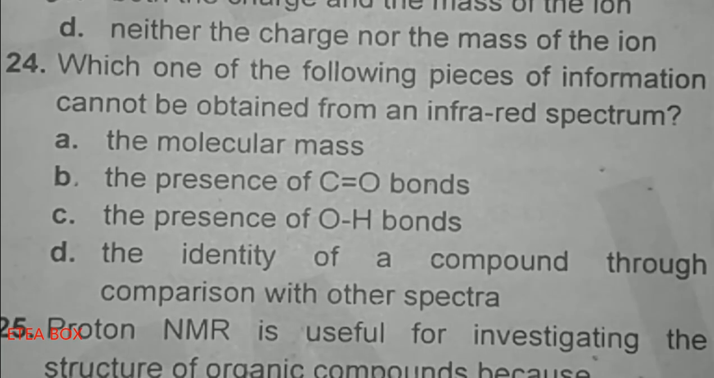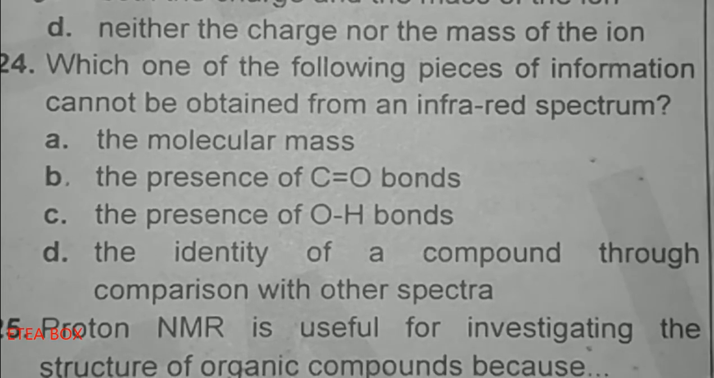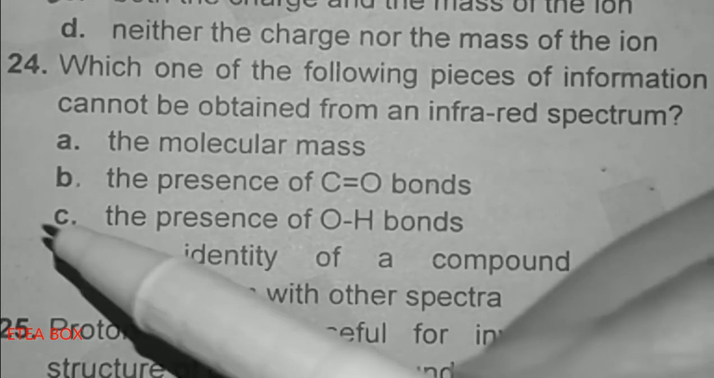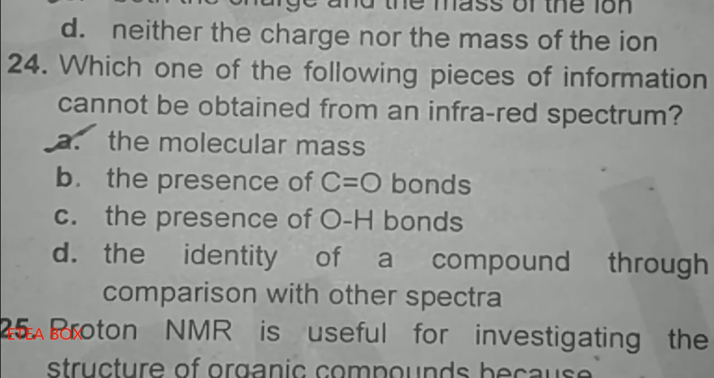Which of the following pieces of information cannot be obtained from an infrared spectrum? Option A is the molecular mass, option B is the presence of a carbon-oxygen double bond, option C is the presence of an OH bond, and D is identity of a compound through comparison with other spectra. So here option A is the correct one, because we cannot obtain the molecular mass of a compound.